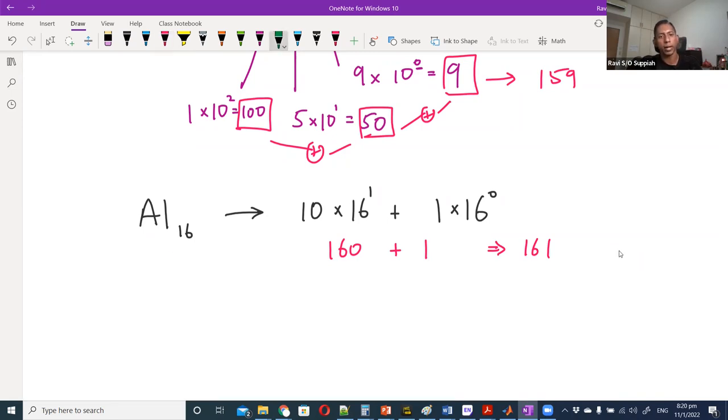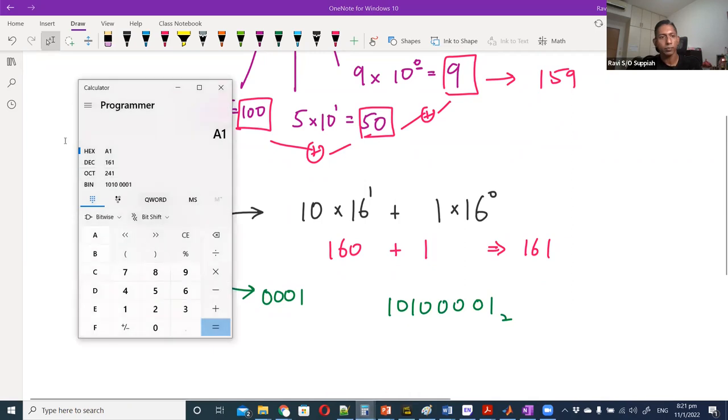Now the next thing: how do I translate this to binary? I take each hexadecimal digit. Remember, each hexadecimal digit is represented by its 4-bit binary equivalent. So 1 is 0001 and A is 1010. The combined value will be 10100001. This is in base 2. If I take out my calculator and key in 10100001, you'll get the answer here, 161, or A1.